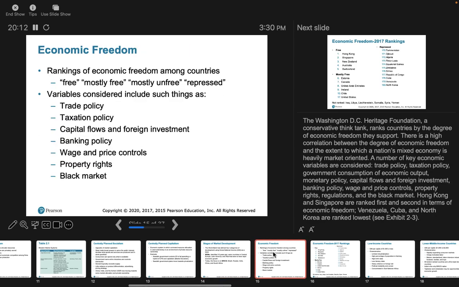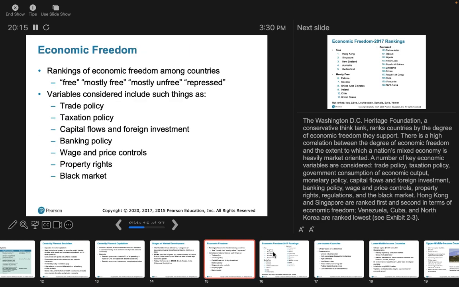Then let's move on. In this we're going to look at economic freedom. Economic freedom means mostly free, okay, mostly, it's not totally 100% freedom. So economic freedom variables consist of trade policy, taxation policy, capital flows and foreign investment, banking policy, wage and price control, property rights, and black markets. So we have economic freedom, which is mostly free. Then we have mostly unfree and repressed.